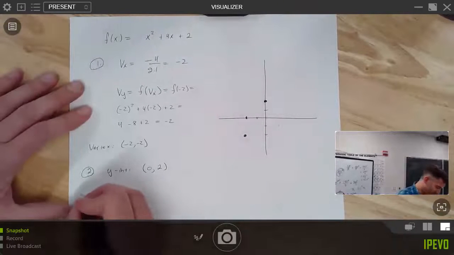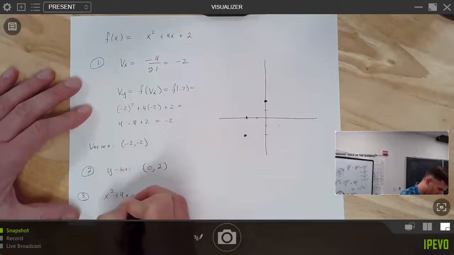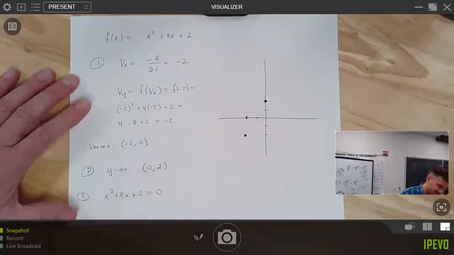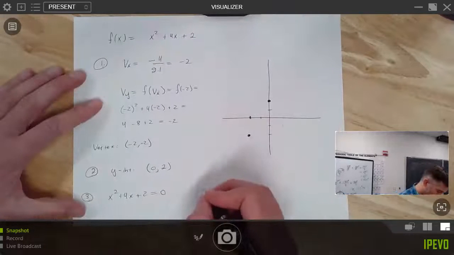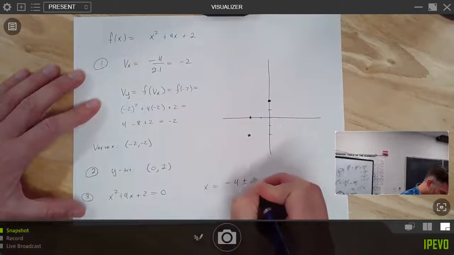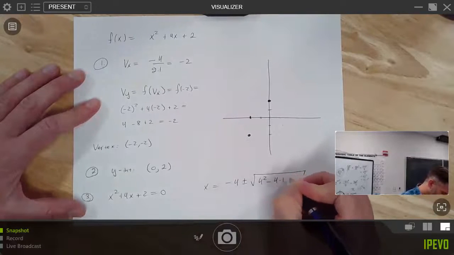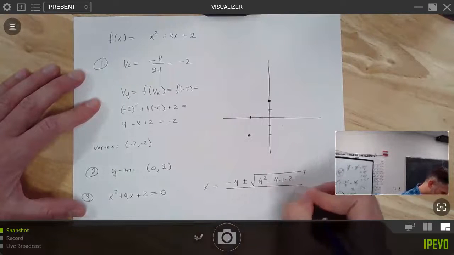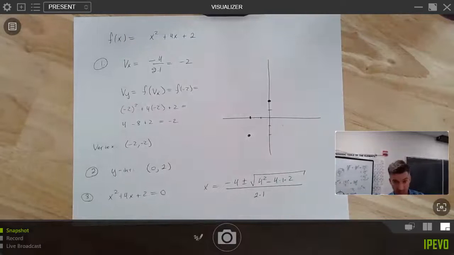So now I want to find the x-intercepts. But the problem here is that x squared plus 4x plus 2 equal to 0 doesn't factor. So I have to use the quadratic formula instead. My x-intercepts are going to be x equal to negative 4 plus or minus the square root of 4 squared minus 4 times 1 times 2 all over 2 times 1. And then we're just going to simplify this as much as we can.